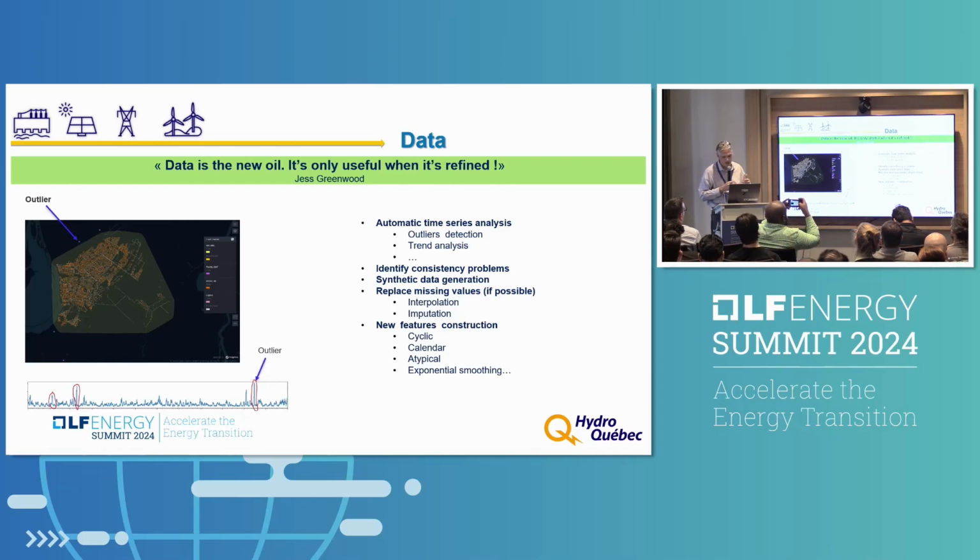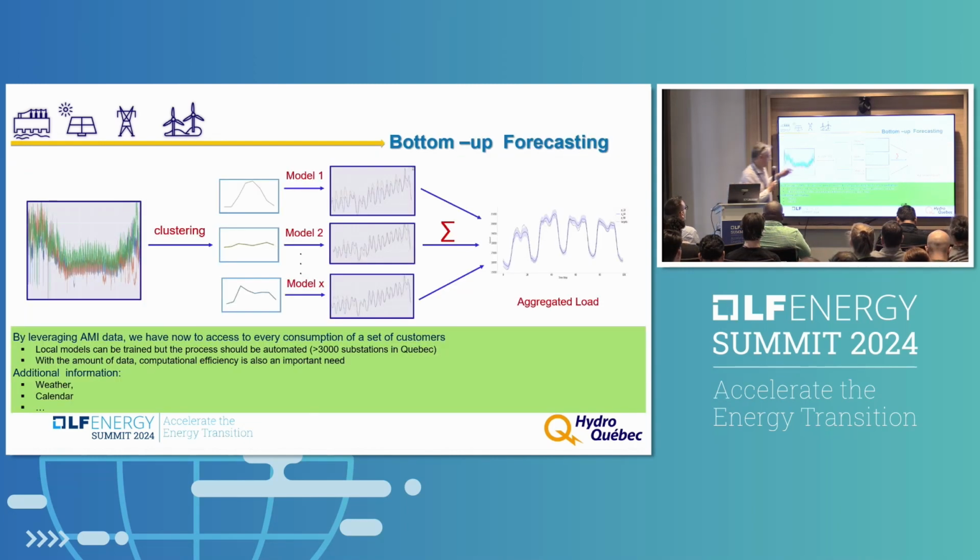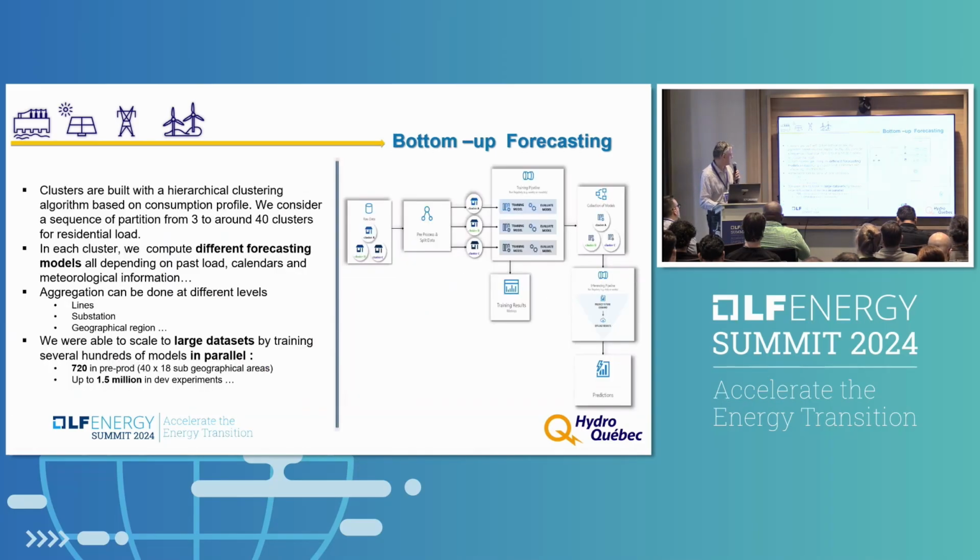So the bottom-up approach is based on the advanced metering infrastructure data, which come from 4 million customers. We have some tools to automatically correct the data. We cluster the data with different models, with different profiles of consumers. And we were able to scale to large data sets by training several hundred models in parallel. In pre-prod we have this number of models, and in dev experiments we succeeded in training 1.5 million in parallel with the same library. This is important to understand.